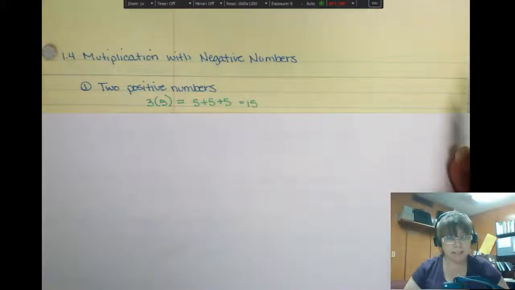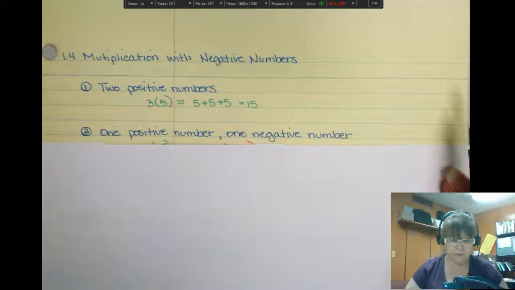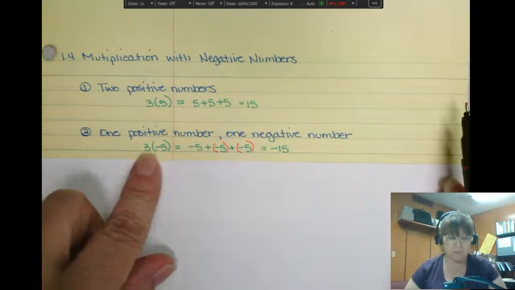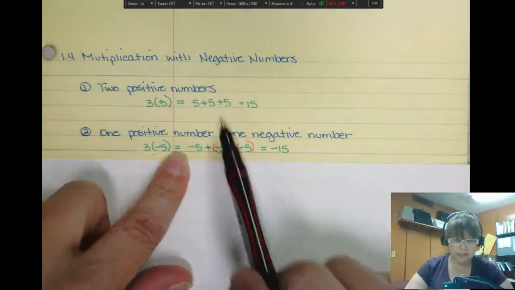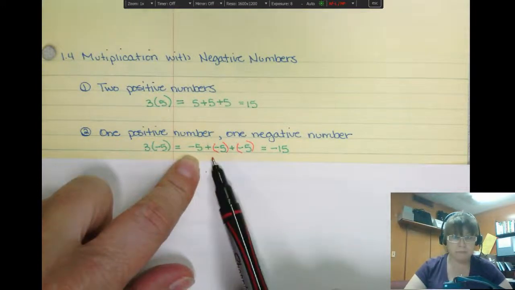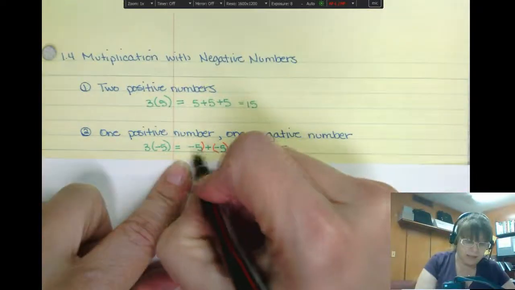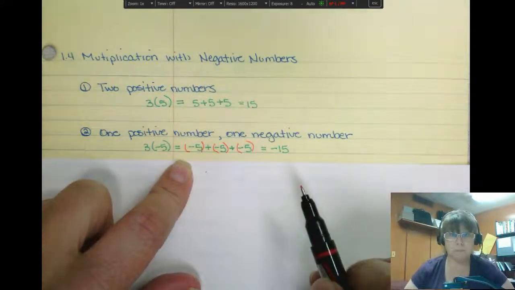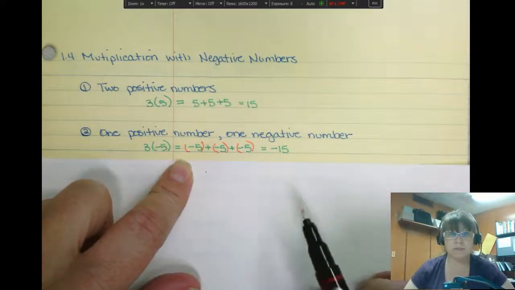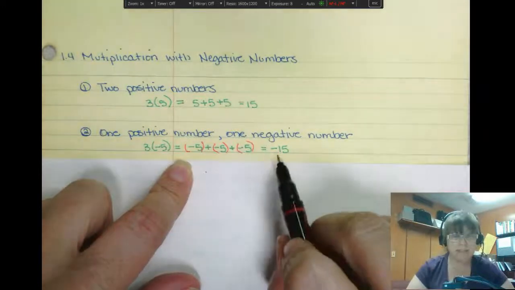But when we think about negative numbers, one positive number and one negative number, for example, positive 3 times negative 5, I can still write it as addition: negative 5 plus negative 5 plus negative 5. If we remember our rules of addition for negative numbers, I just add the numbers, 5, 10, 15, and I keep the sign, so it's negative 15.